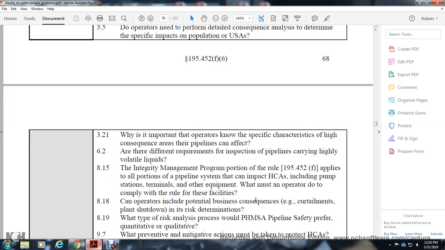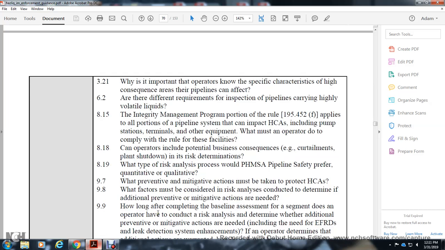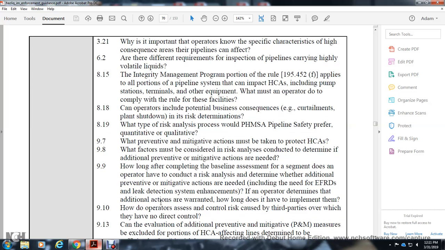8.18: Can operators consider the potential business consequence of the curtailment plan, shutdown, and risk determinations? 8.19: What type of risk analysis does PHMSA prefer, quantity or quality? 9.7: What preventive and mitigative actions must be taken to respond to the high consequence area? 9.8: What factors give the risk analysis to determine additional preventive and mitigative actions are needed? 9.9: How long after the baseline segment does the operator have to do the risk analysis to determine additional preventive and mitigative actions that are needed, including the need for leak detection system enhancement?